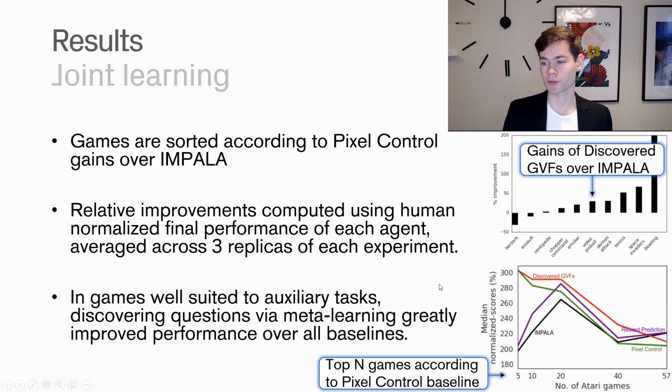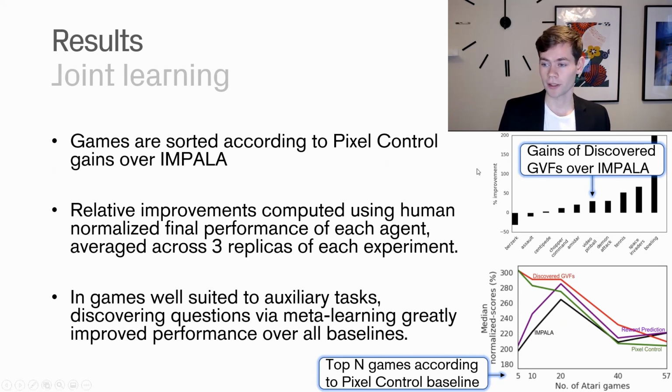The final thing that we want to look at is something called joint learning. And what we're doing here is we're sorting our games according to the pixel control gains over the Impala algorithm. And for the top figure here, we're only including the top 10 games. So for the Atari suite, we have more games. We have 57 games in total, but we're only displaying the top 10 here. And those are not the top 10 games for discovered GVFs, but they're the top 10 games for pixel control.